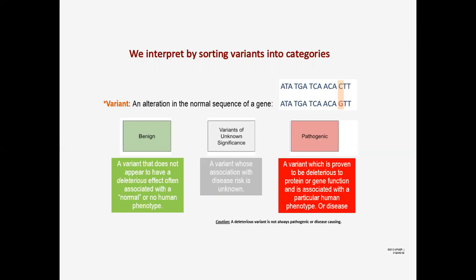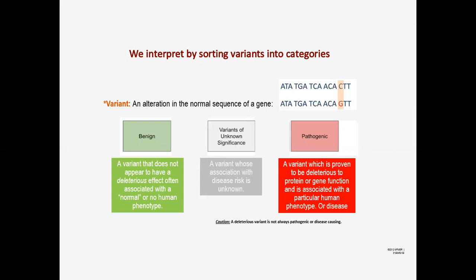So the variant which does not appear to have a deleterious effect and is often associated with a normal or no human phenotype is categorized into the benign category, because it is not causing any pathogenic effect or helping in producing a disease. Variants of unknown significance could be benign or they could be pathogenic, but the association with the disease risk is not experimentally validated, so it is unknown.